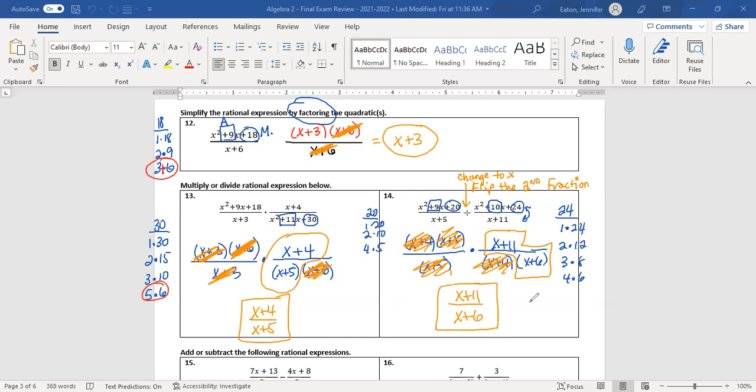So I want you to go ahead and take a minute, and I would like for you to pause the video if you need to, rewind it, rewatch it, do what you need to do in order to just refresh your memory on how to simplify, multiply, and divide our rational expressions. And then you can go ahead and scroll down.